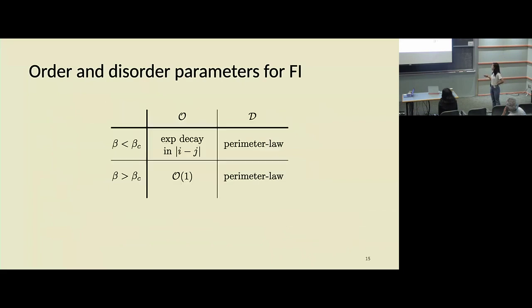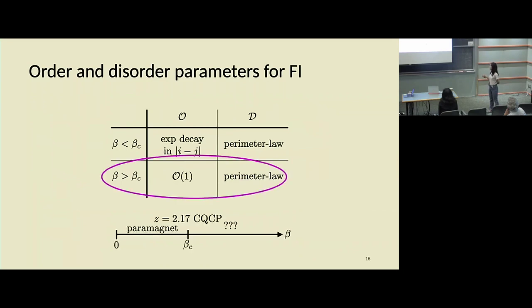So in this particular model, what we find is that for small beta, less than the 2D classical Ising beta_c, the order parameter decays very quickly, as we would expect in the paramagnetic phase. And the disorder parameter has perimeter law. But for beta greater than beta_c, this still has perimeter law. And now this is order 1. So this is an example of a very simple state in which we have this incompatibility show up, where it's not what we would expect for any gapped phase that we know.